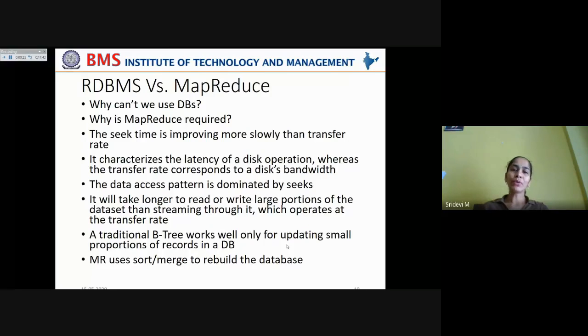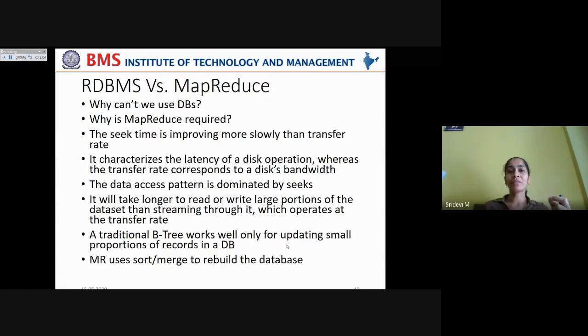Now, why can't we use databases in place of HDFS? When we have larger storage capacity available now by grouping many nodes into a cluster, why can't we be satisfied with RDBMS? Why do we need to go for MapReduce? Why is this MapReduce technique actually required?